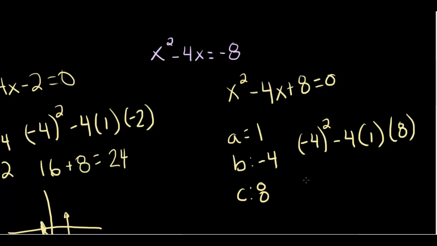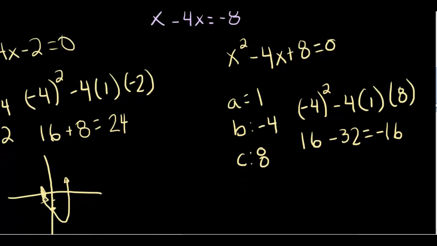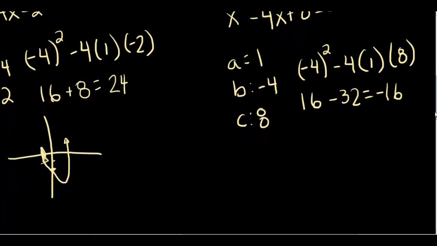So negative 4 times negative 4, that is 16. Negative 4 times 1, negative 4, times 8 is going to be negative 32. 16 minus 32 equals negative 16. The value is less than 0. So then that means that there will be no real solutions.